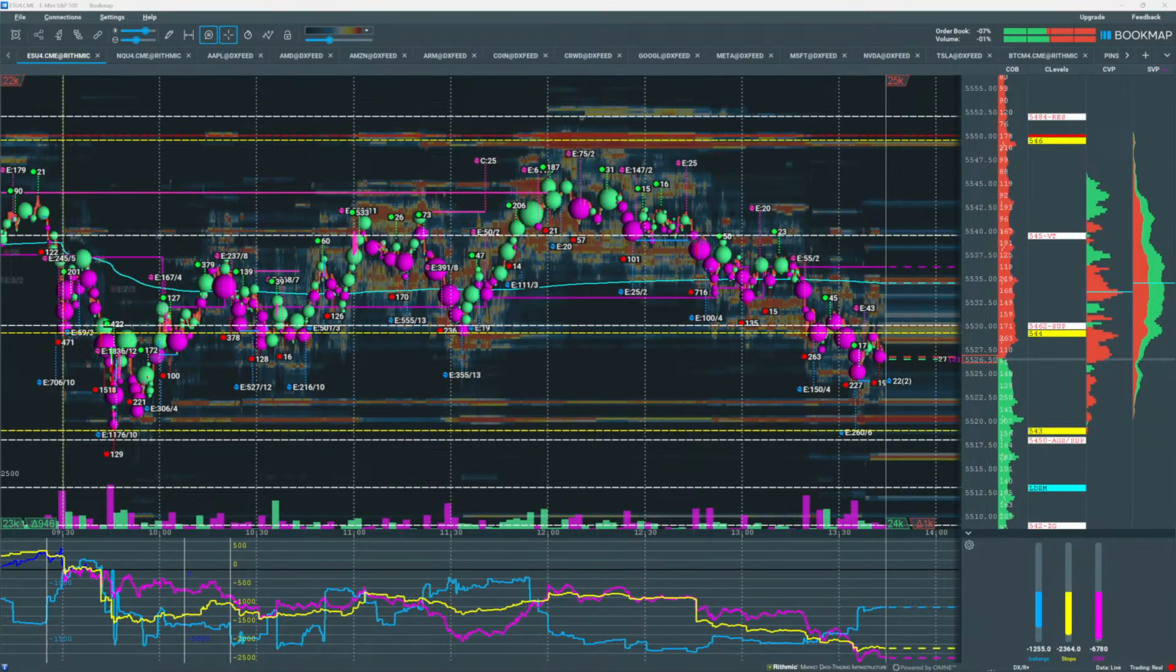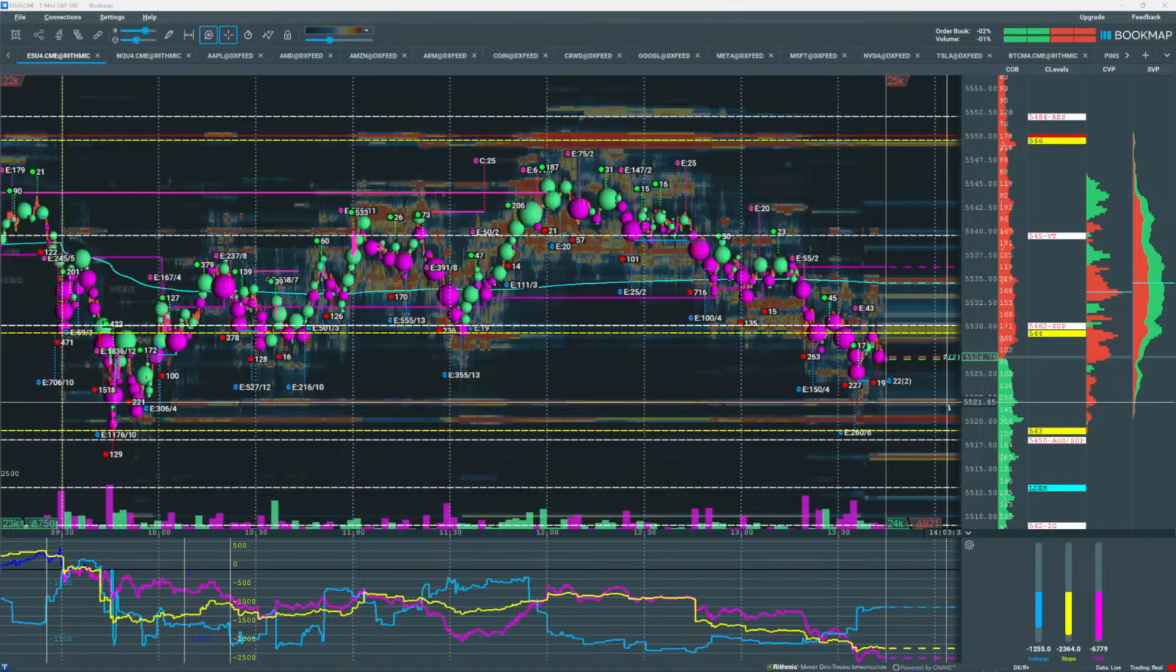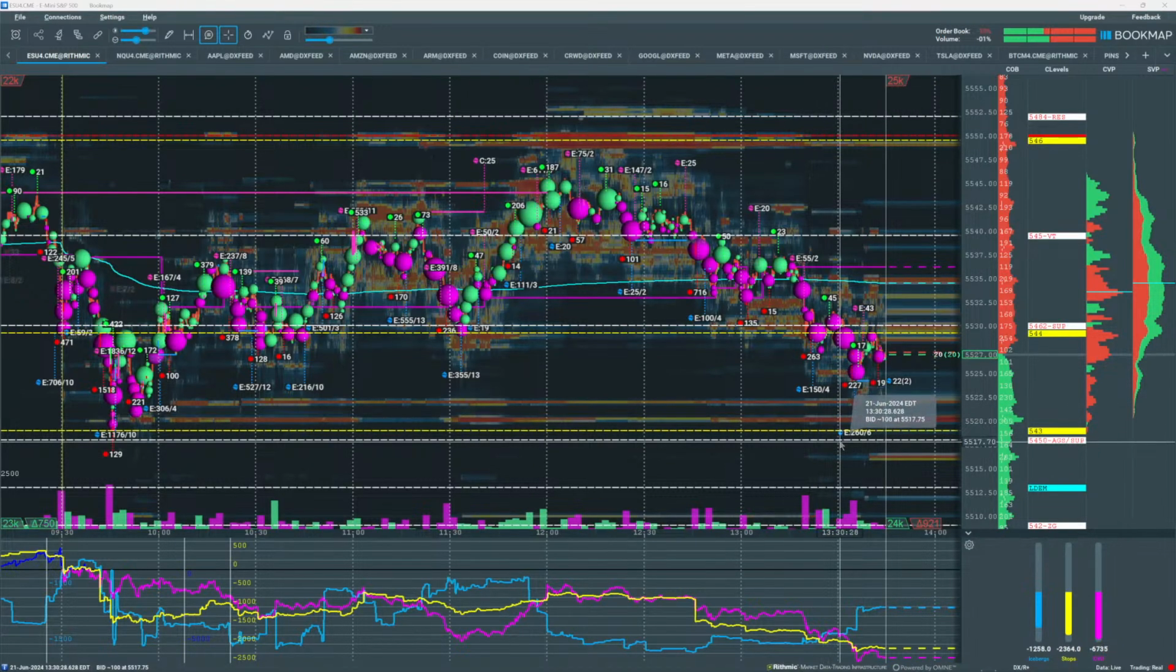You can see the magenta volume dots. A lot of aggressive sellers coming in now. You can also see that in the falling cumulative volume delta. All right, so narrow trading range. Looks like the S&P 500 may be heading down toward the low of the cash session.